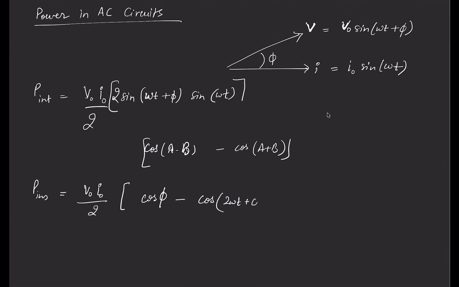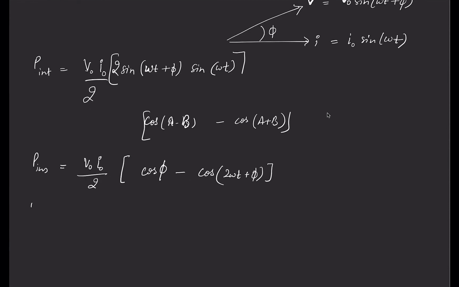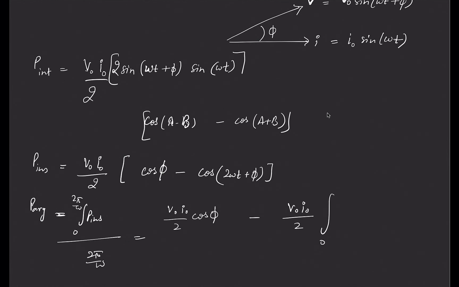omega t plus phi. So average power is, basically, we have to integrate P instantaneous for one cycle, which is 0 to 2 pi by omega, divided by the total time period, which is 2 pi by omega. So V naught I naught by 2 cos phi minus V naught I naught by 2 integration of 0 to constant. You can simply cancel numerator and denominator for the constant, but this we have to integrate.